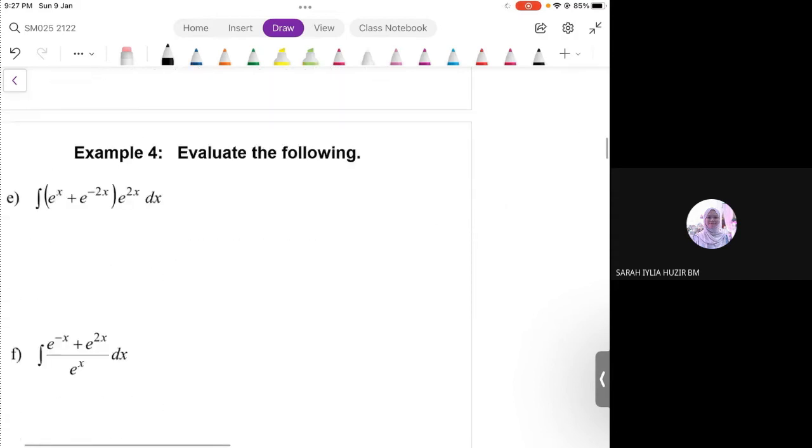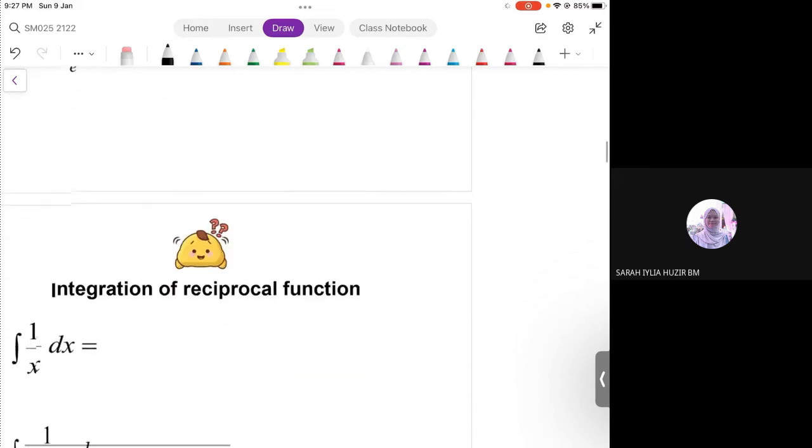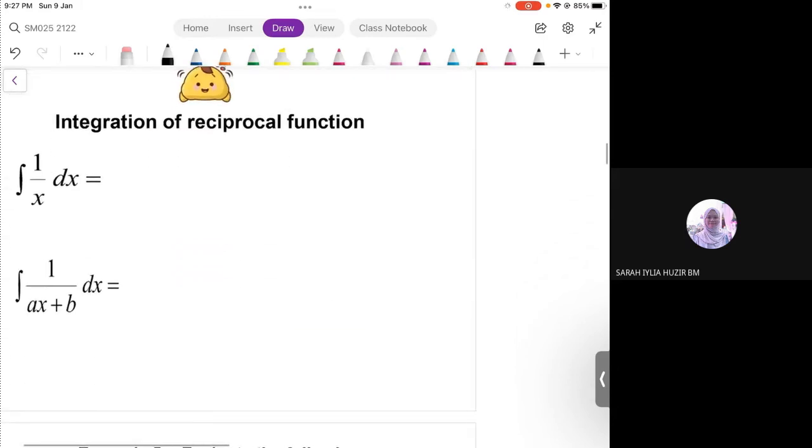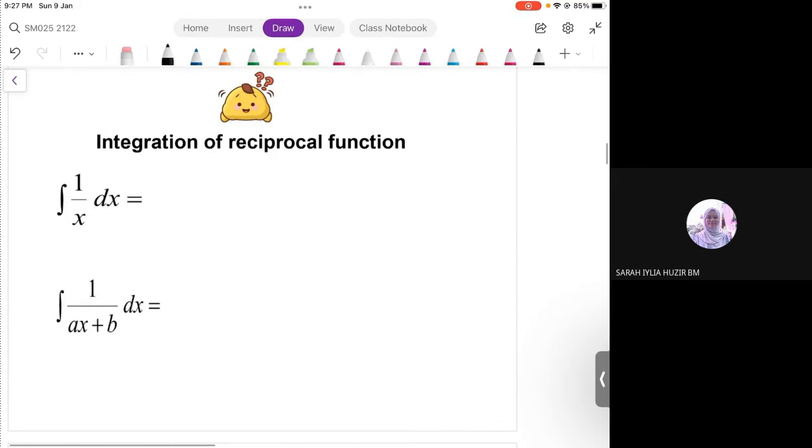So moving on to the last one. So moving on to the last part, we want to integrate reciprocal function. Apa maksud reciprocal? When we have -1, exactly -1 as our power. So integral of 1 over x dx would be ln of x. So ln mesti ada modulus of x plus c. Yang ni special case, you must remember.